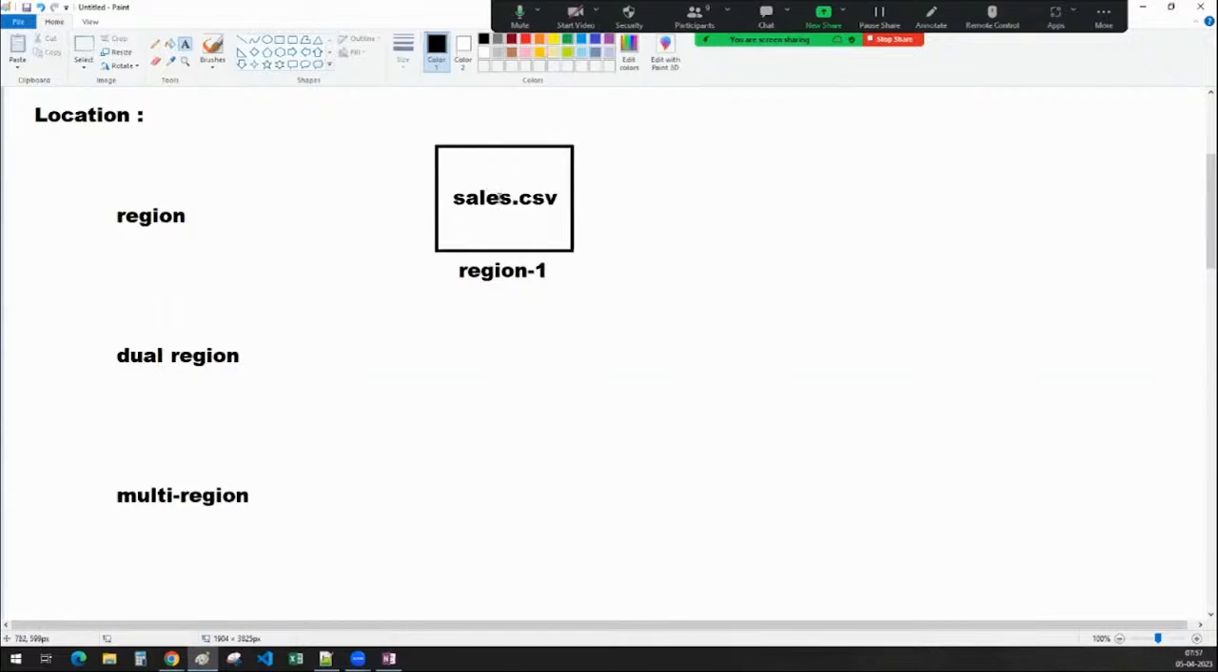So what happens if this region crashes? Think about this case. What happens if this region has a failover? All the data inside the bucket will be lost, right? So this may happen with a single region.